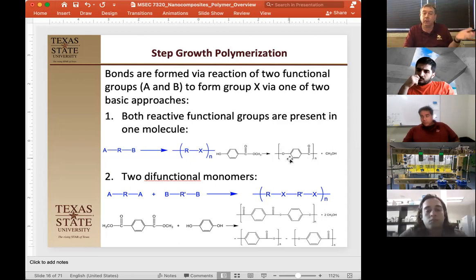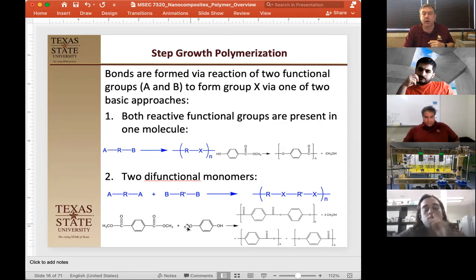Now that's a really good way to do that because you don't have to worry about stoichiometry, because as long as this is pure, you have as many OHs as you have esters. Okay, but let's say you want to make polyethylene terephthalate. Well, in that case you would actually have two difunctional monomers. One monomer has two of the same functional group, another monomer has two of the same functional group, and when they react, we still have that same reaction.